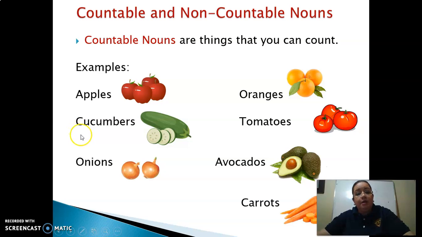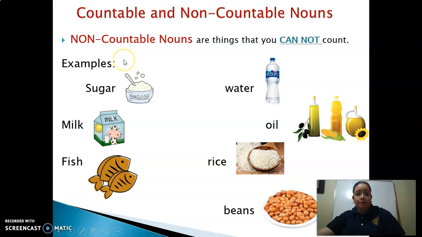Cucumbers. Yes, we can count them. We have here 1 cucumber and we have 3 slices of another cucumber. So onions, okay, we have 2 onions. We can count oranges, we can count tomatoes, we can count avocados, and we can count carrots, all right? So that's why they are countable nouns, that you can count. Don't forget that.